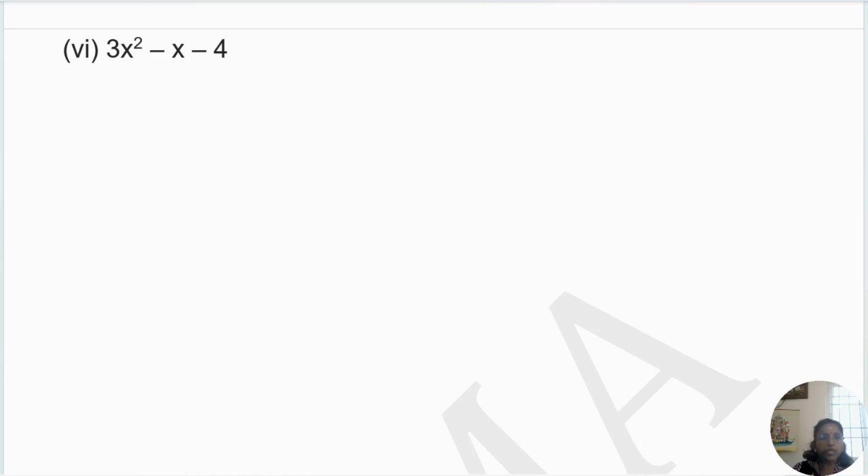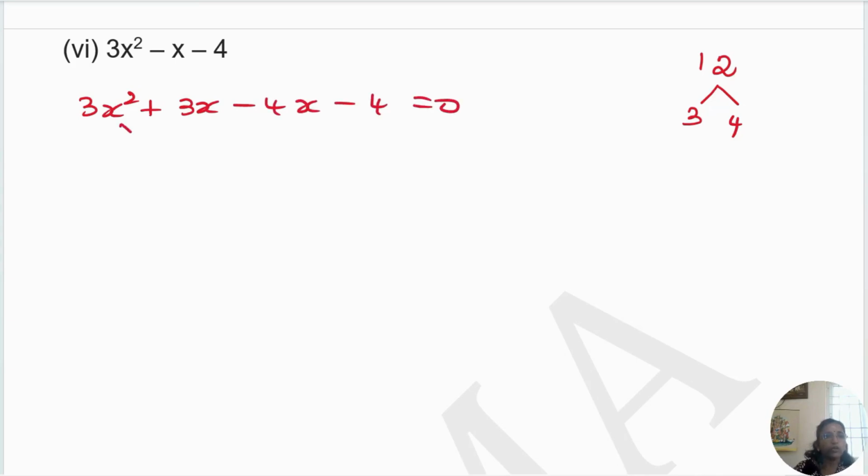Next, sixth subdivision is 3x² − x − 4. For number 12, 3 4s are 12. We have to take the factors. So 3x² + 3x − 4x − 4 is equal to 0.